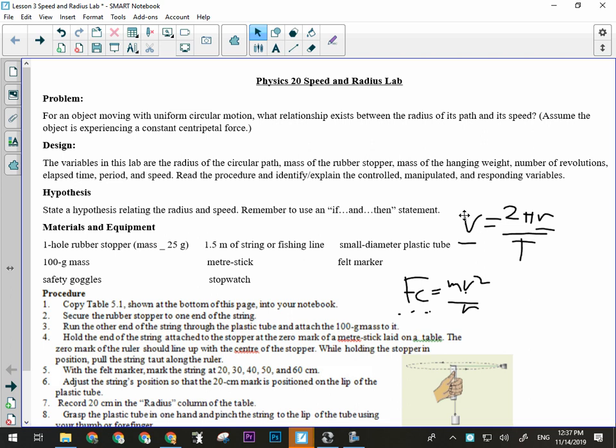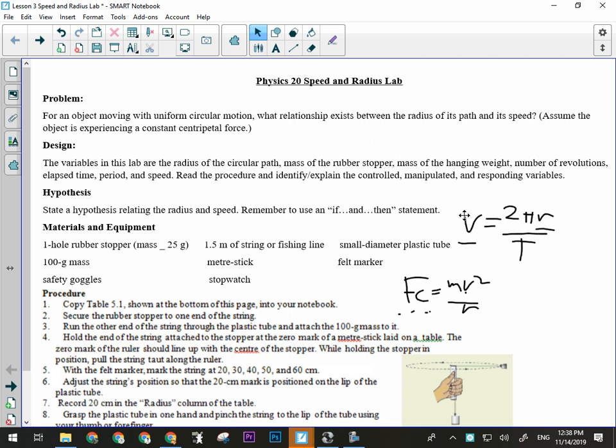You can't hold the string. Because if you hold the string, what are you doing to the centripetal force? You're changing it. You're providing more things for the string to pull against by stopping the string. So you have to achieve this delicate balance: I'm whirling this thing just fast enough that the radius doesn't change, and that I'm not holding the string.